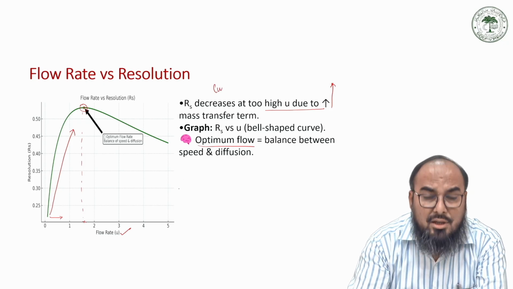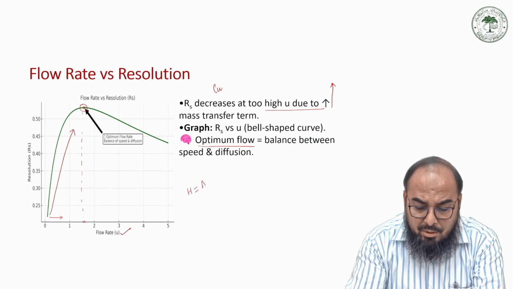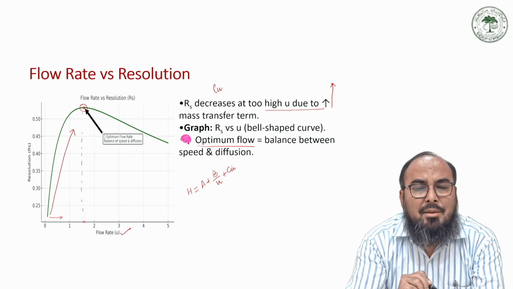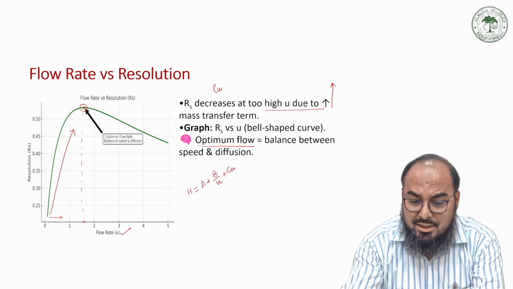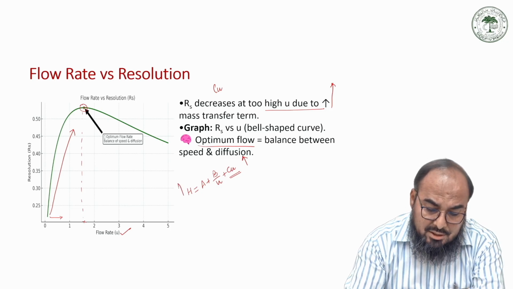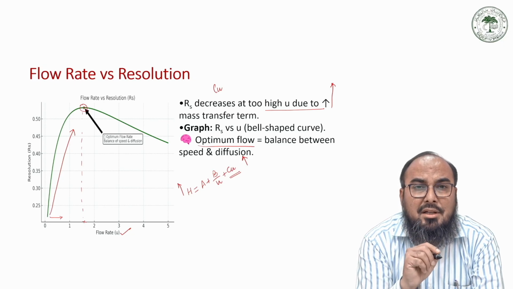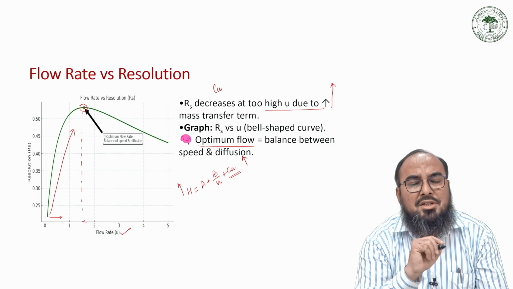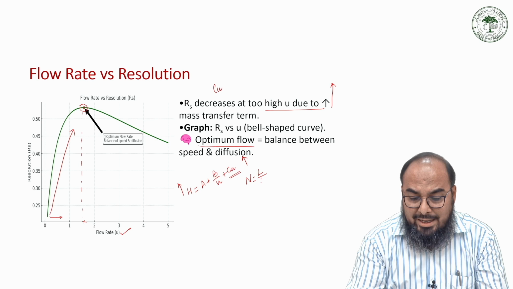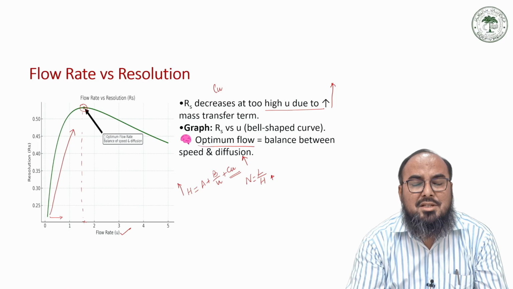This CU term is the old term which we get from H equal to A plus B upon U plus CU. That is our Van Deemter equation. If you increase the velocity too much, it will increase the CU term, and the CU term will increase the HETP, the height equivalent to theoretical plate. And if the height equivalent to theoretical plate increases, then definitely your column efficiency is going to decrease, because N is equal to L upon H. So the moment you increase H, the efficiency will be compromised.